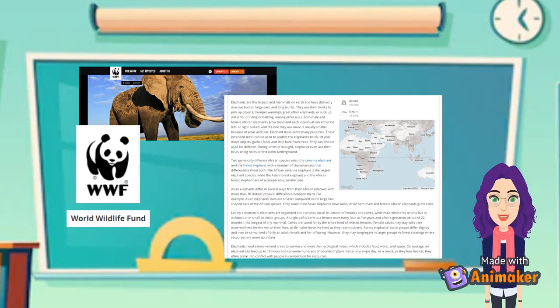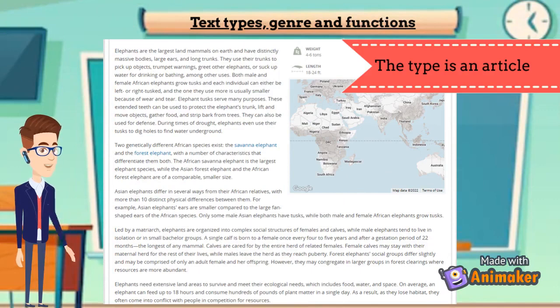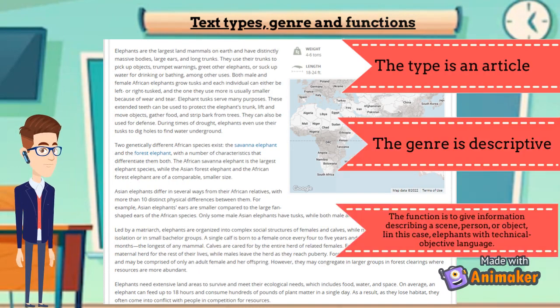Now that we have all this knowledge about text types, let's put it into practice with the following text taken from worldwildlife.org. The type is an article, and the genre of the first text is descriptive, because the function or purpose of the text is to give information, describing a scene, person, or object. In this case, elephants, with technical objective language. And this text does not include personal opinion.